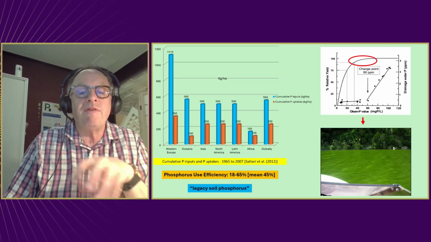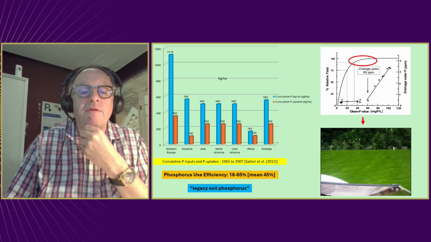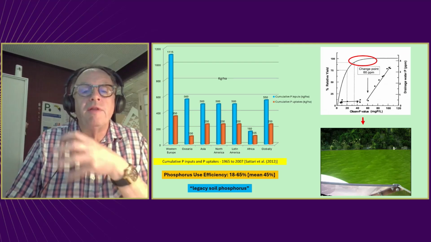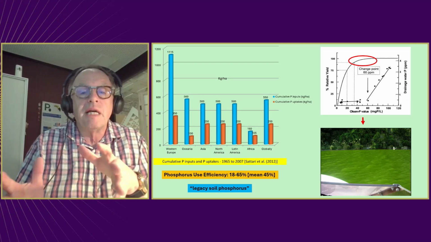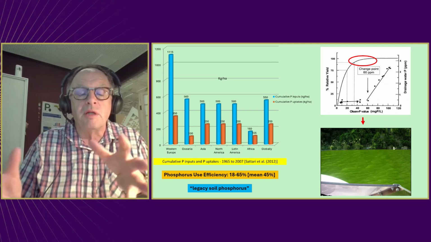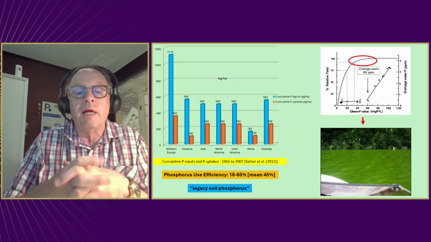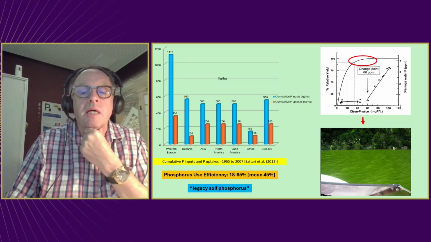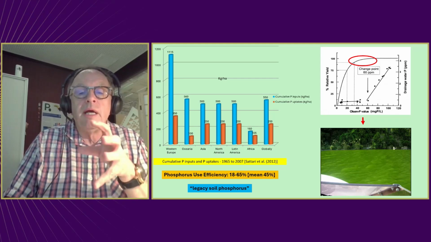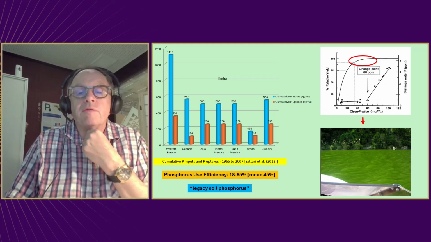What that means is that 55%, over half of the fertilizer phosphorus that's put into soil, is actually accumulating, and that's what we call legacy soil phosphorus. That happens because the phosphorus, mainly water soluble phosphorus, enters the soil solution and gets absorbed mainly on iron and aluminium oxides, and so it's stabilized there. So that's one issue, that very low phosphorus use efficiency.